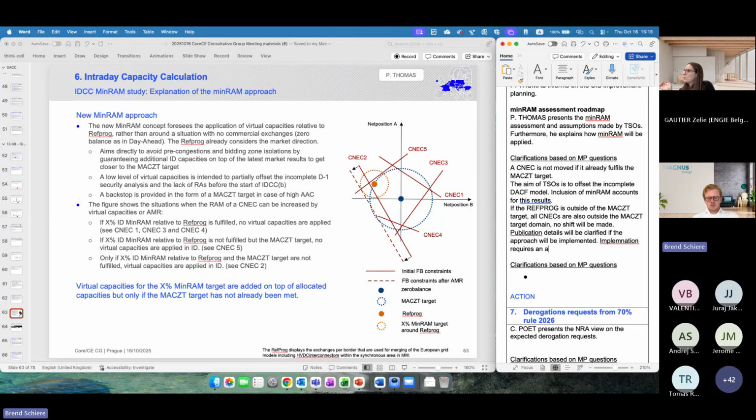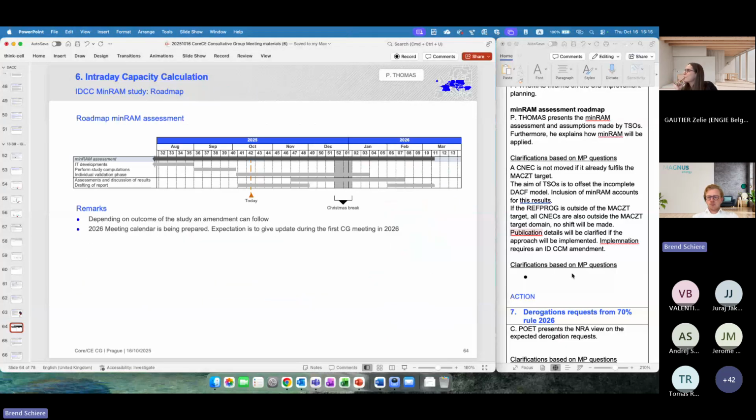If there is no question, can we switch to the next slide, or is it okay? Yeah, can you find the planning for the analysis?